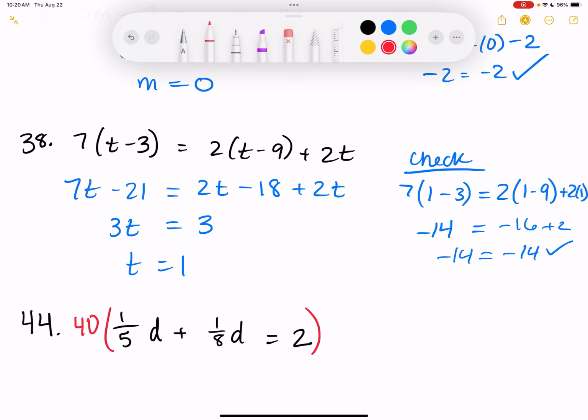Okay, so 40 times 1/5 d would give me what? 8d. Plus 40 times 1/8 d would give me 5d. And then 40 times 2, which is the part that people forget. You've got to make sure you do it to the other side of the equal sign too: 80. And the fractions are gone.